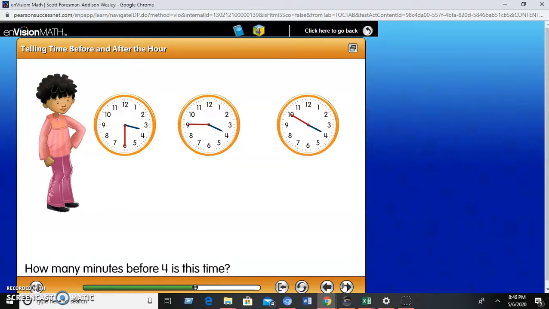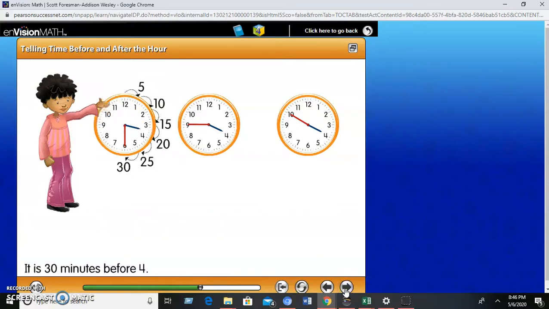How many minutes before 4 is this time? So if it's 30, we can count on here. So 30. You can also go 5, 10, 15, 20, 25, 30. 30 minutes till 4. It is 30 minutes before 4.